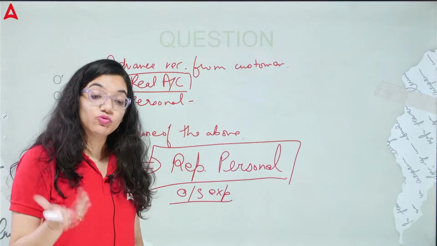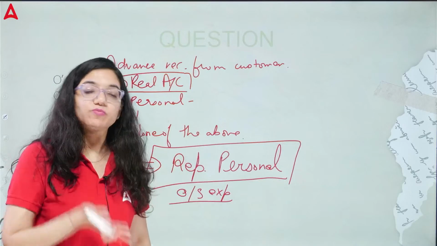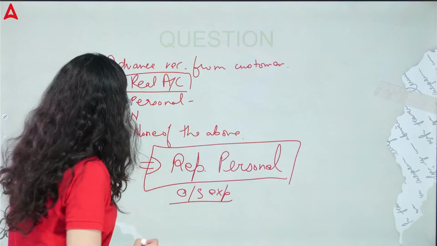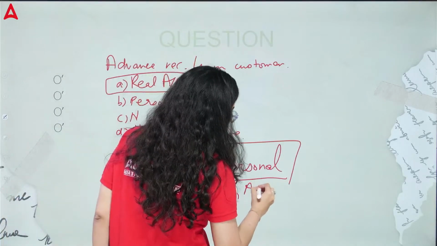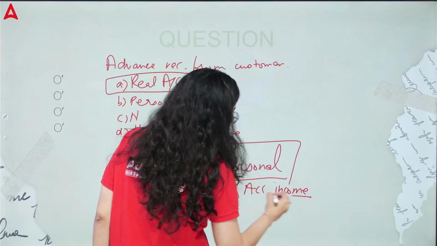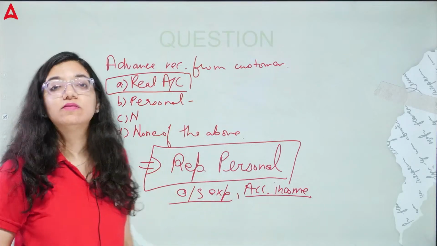In terms of accrued incomes, someone is supposed to pay me and hasn't paid me yet. So what will I do? I will treat it as accrued income. The income is something which we are yet to receive.